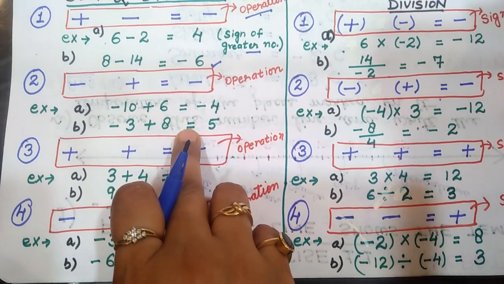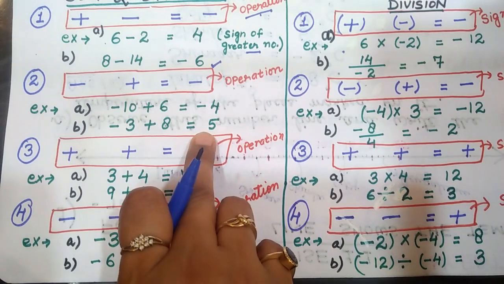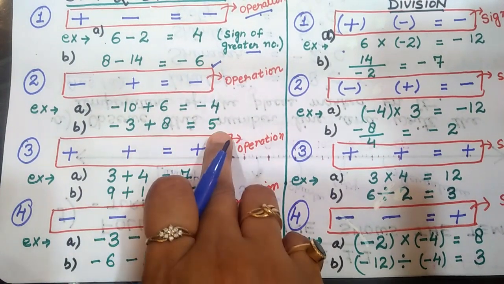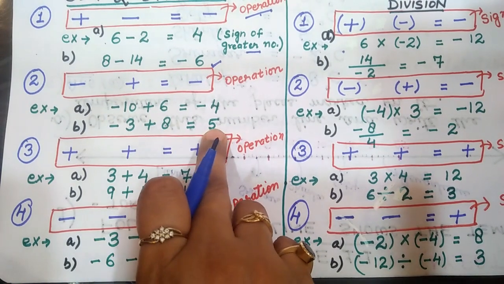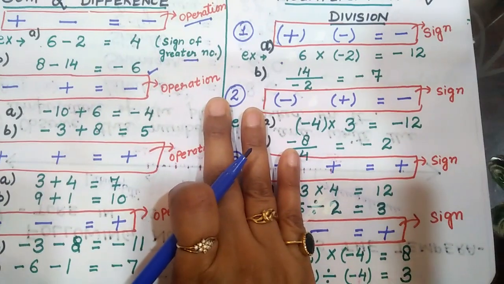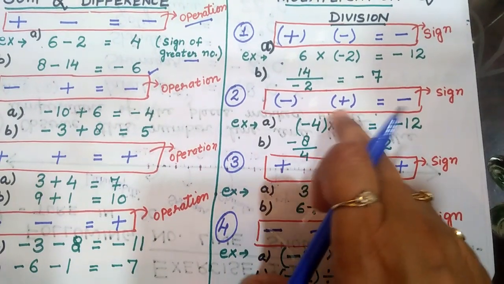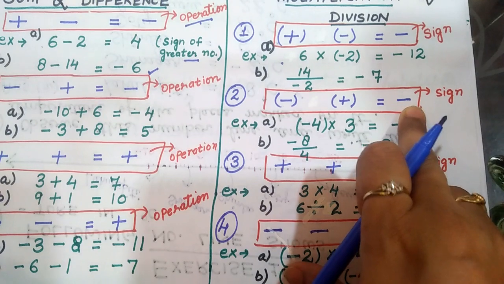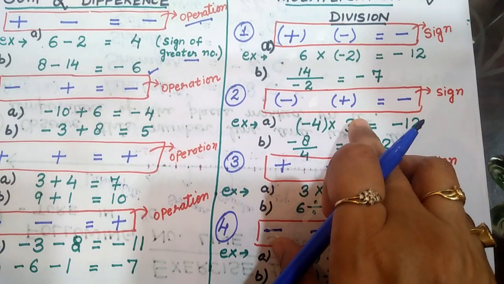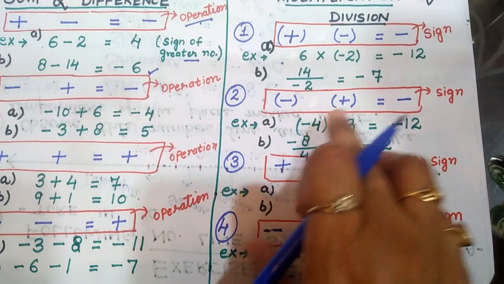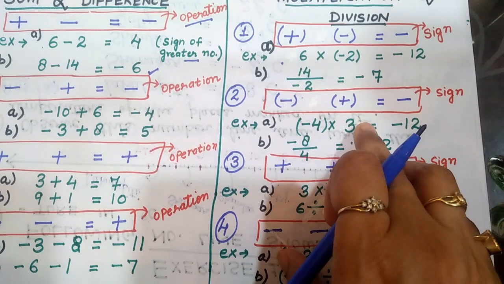The operation will be subtraction because minus plus is minus. So 3 goes from 8, gives you 5, but the sign of 8, which is the greater among these two, comes. Now the same operation in multiplication and division: minus plus is minus. The rule is very easy. Just look at the sign of the two integers. If they are different, minus will be the result.